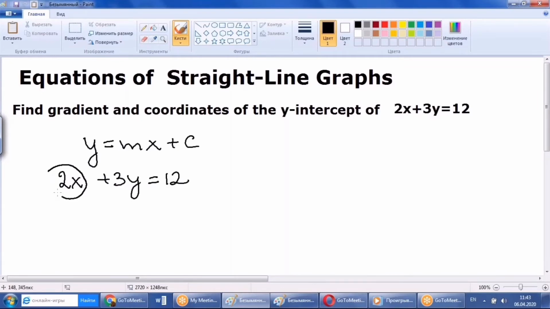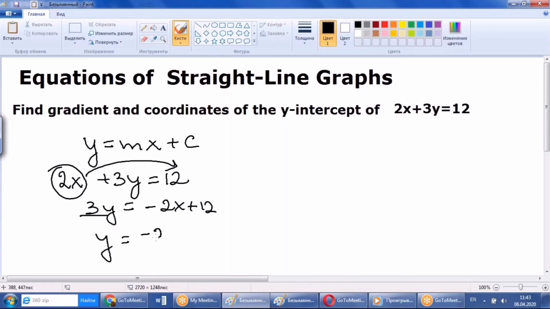We'll put 2x to the other side, so we have 3y is equal to negative 2x plus 12. And we divide all this by 3. So y is equal to negative 2x over 3 plus 12 over 3. So our gradient is equal to negative 2 over 3.